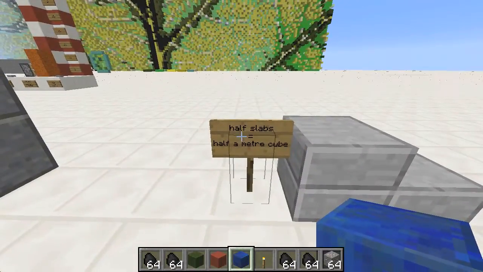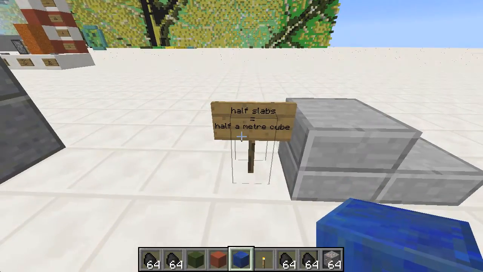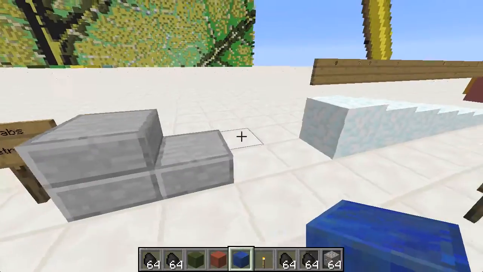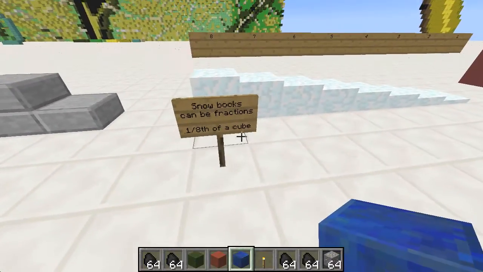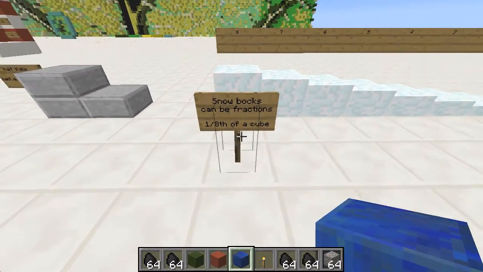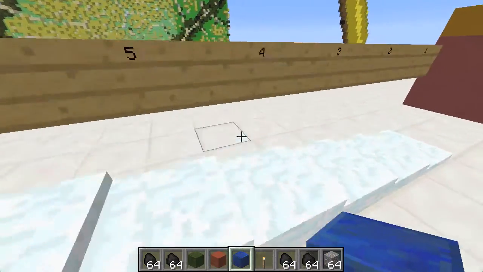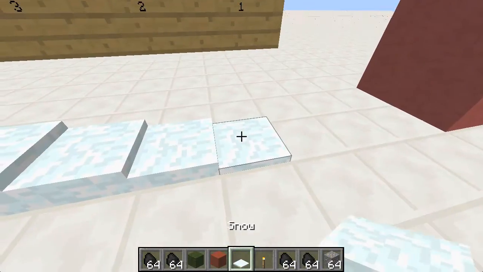We've also got half slabs, which means we can have half a cubic meter in slabs. And also we've got, what's it say here? Snow blocks can be fractions, so they can be 1/8 of a cube. Oopsie-daisy. So yeah, let's have a look at this. So 1/8 of a cube. Let's go grab myself one of these snow blocks.